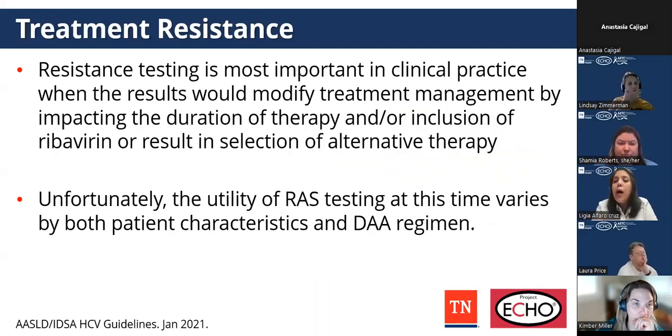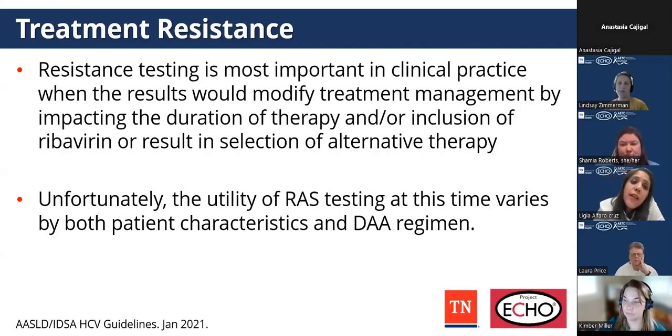We talked a little bit about when we need to refer, why we think the genotype is important, and what the most common signs and symptoms are to look for cirrhosis, or advanced liver disease. Now, what about treatment resistance? Because it can happen. Fortunately, it may not be as common, but as we start using more and more of these medications, and as we deal with patients that may not be compliant, we may start dealing more with issues of resistance. This is going to be important in clinical practice when the results will modify treatment management, because it's going to impact the duration of therapy.